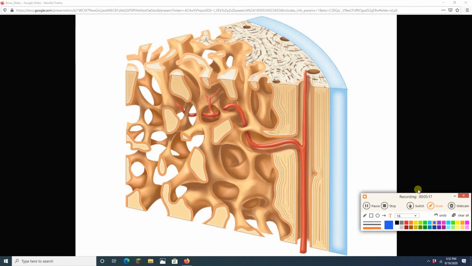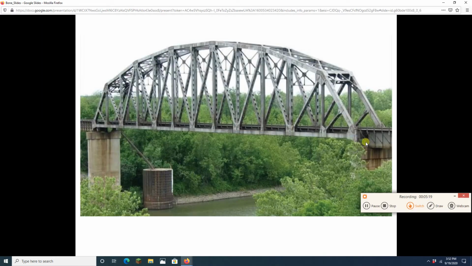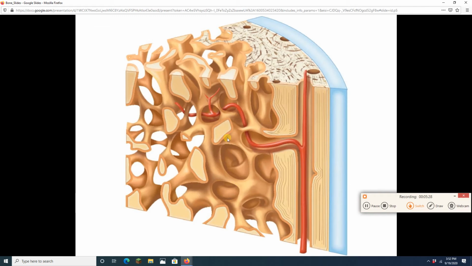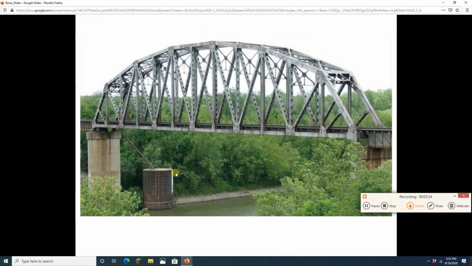Okay, let's look at a bridge. We're going to use this bridge as an analogy of why we have trabeculae. When we looked at trabeculae, we see these connections between each other and these spaces. When we look at this bridge, we see the same thing. We've got connections and we have spaces.